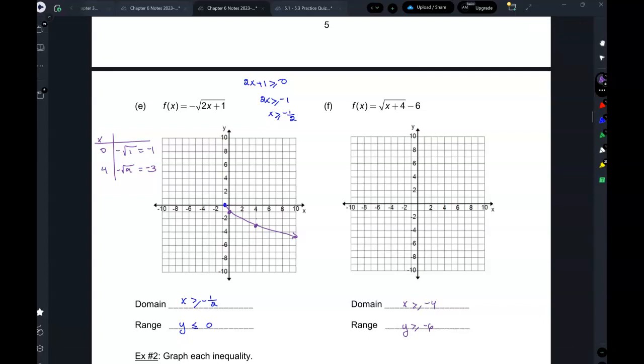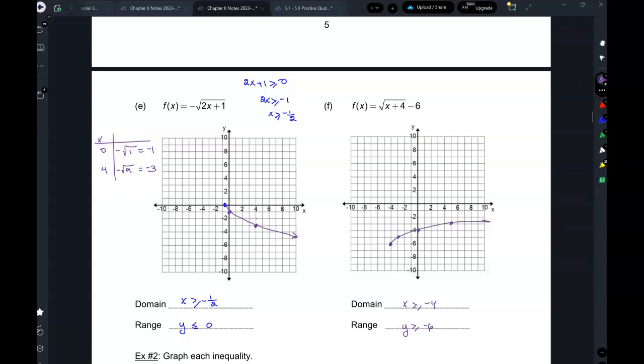Negative 4 comma negative 6. So if I go over 1, I go up 1. If I go over 4, I go up 2. If I go over 9 to positive 5, I go up how much? 3. Right?